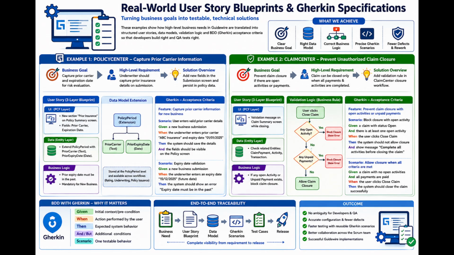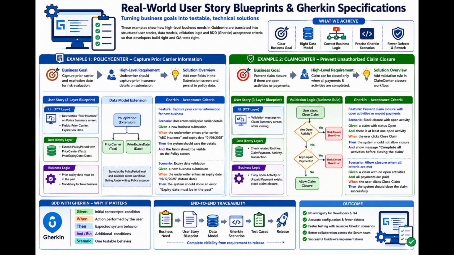Next is real-world user story blueprints and Gherkin specifications. This section provides concrete, real-world examples of highly structured Guidewire user stories, highlighting data extensions in PolicyCenter and automated validation rules in ClaimCenter. It illustrates how high-level business goals, such as capturing prior carrier data or preventing unauthorized claim closures, are translated into technical data models and conditional logic. By utilizing behavior-driven development (BDD) via Gherkin syntax (given, when, then), it shows how to document airtight, testable acceptance criteria that eliminate ambiguity for Scrum teams.